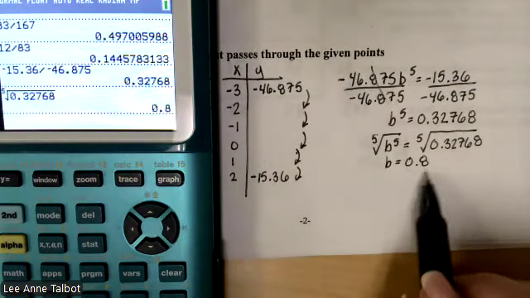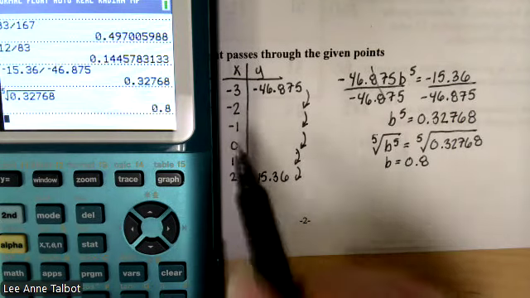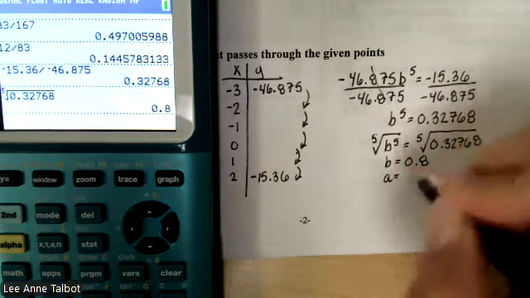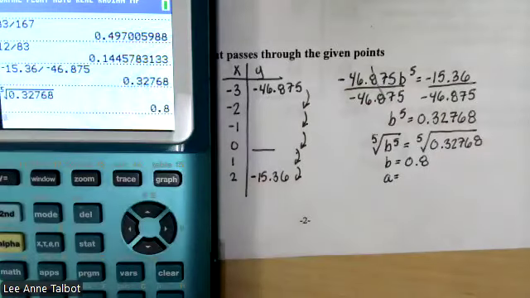Okay, now I'm going to use the multiplier of 0.8 to find out A. So A will be whatever's right here next to 0.